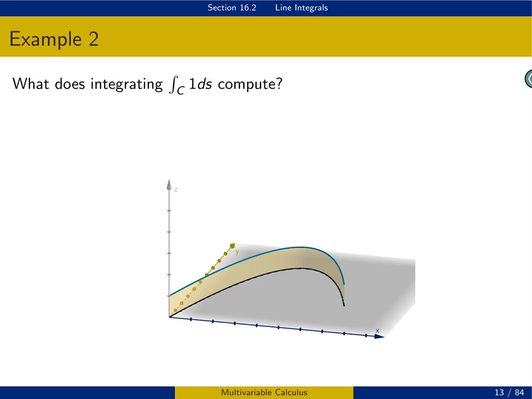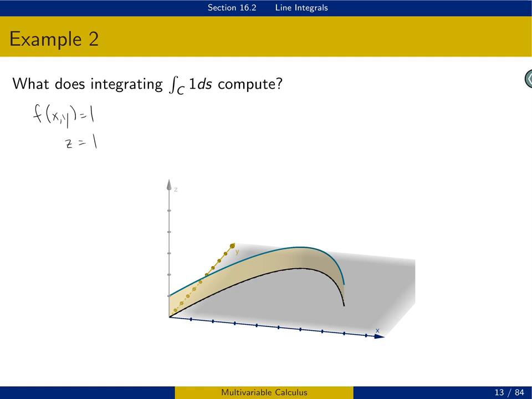Our last example, which motivates our next section, is to consider what integrating the function 1 with respect to arc length computes. Well, remember, integrating with respect to arc length gives us the area underneath the graph. The function f(x, y) equals 1 is a constant function. Its graph is the plane z equals 1. That means that the area underneath this graph will have a constant height of 1. We can actually view this yellow area here as a rectangle that's just been curved somewhat.